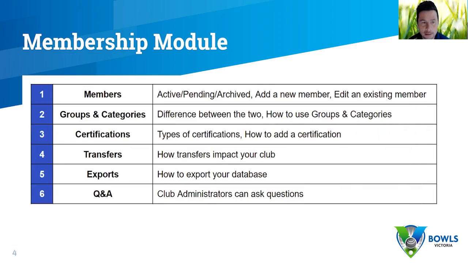All right, let's get started. Today we're going to look at 5 different areas. Our first area is our members section. We're going to look at the difference between active, pending and archive members. We're going to look at how to add a new member and how to edit an existing member.